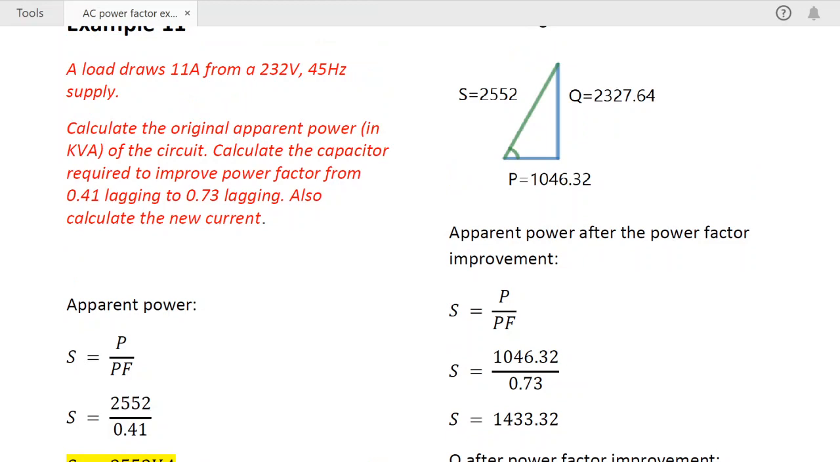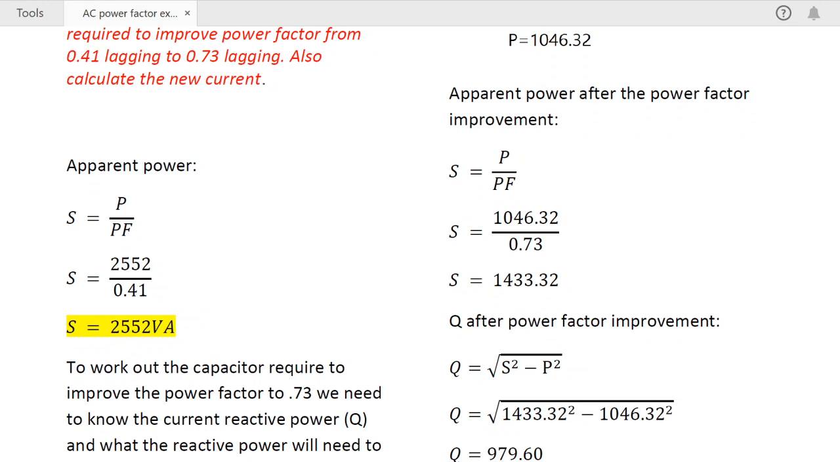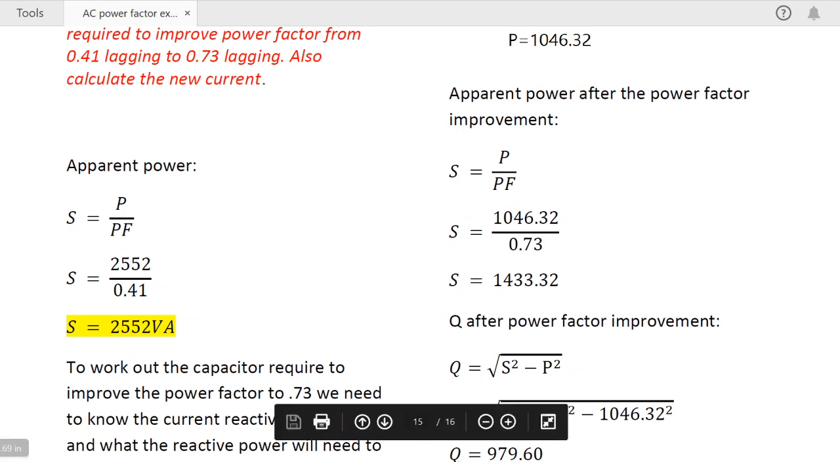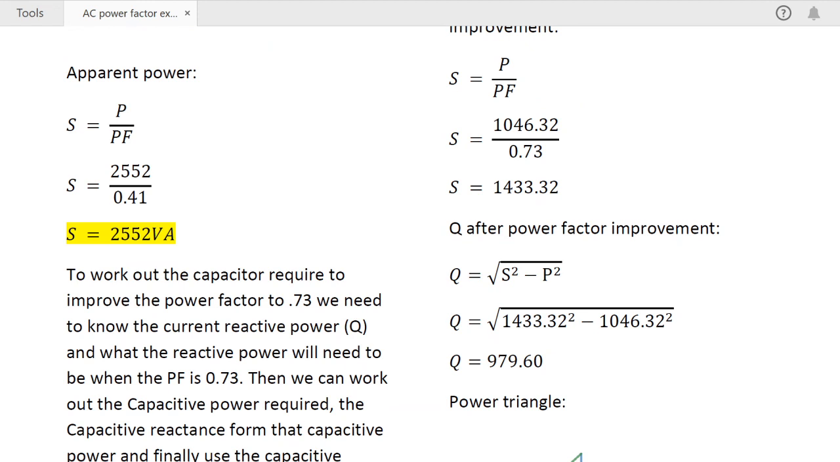What I should be doing is 11 amps times 232 volts. Volts times amps equals our apparent power. So I can tell you that answer is correct. 2,552 volt amps is our apparent power. Ignore the working out that I've done before that. It should be V times I.